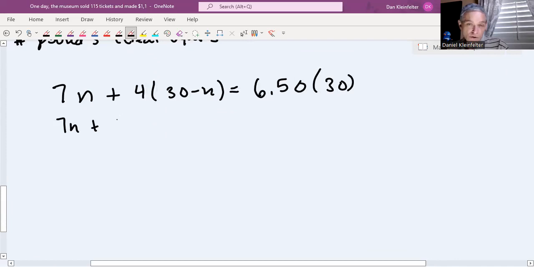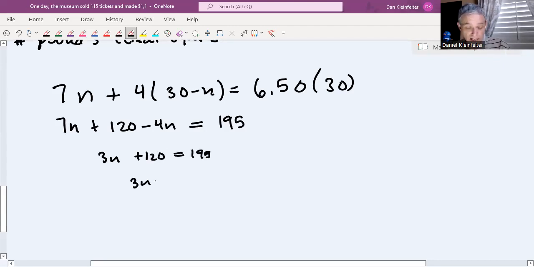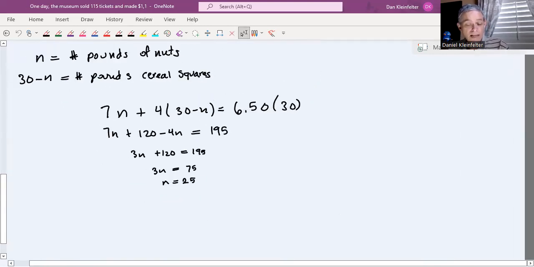We're going to begin by distributing to remove the parentheses. 4 times 30 is 120. And 6.50 times 30, that's 195. All right. So then we're going to combine like terms. So we'll have 3n plus 120 is 195. 3n is 75. And so n looks like it is 25. So it looks like he's going to use 25 pounds of nuts.